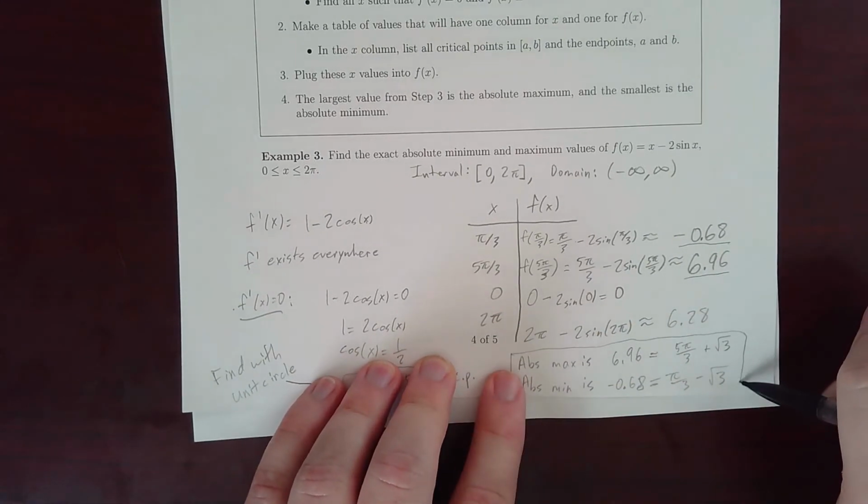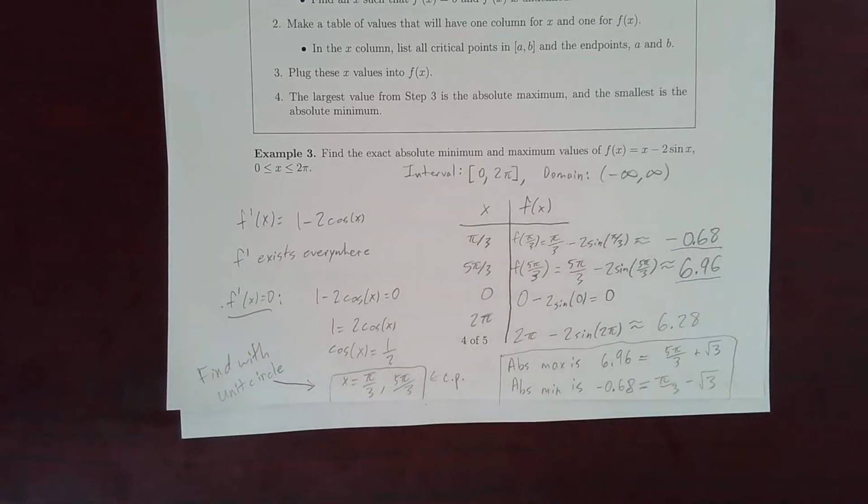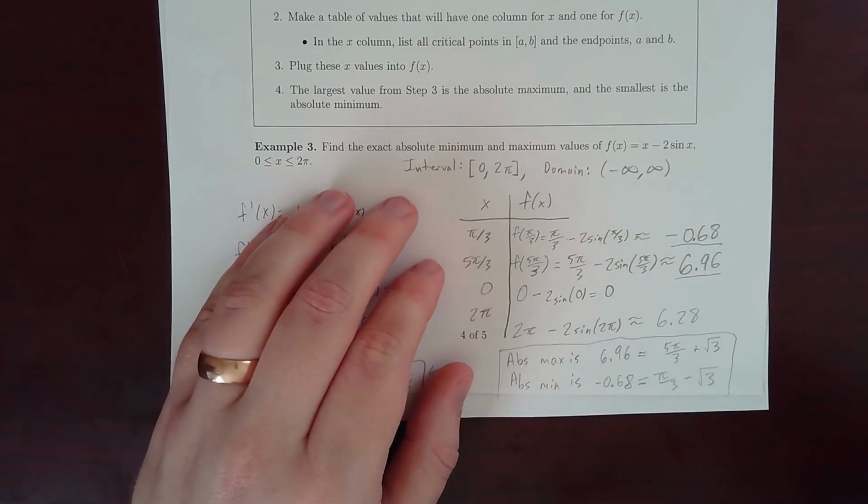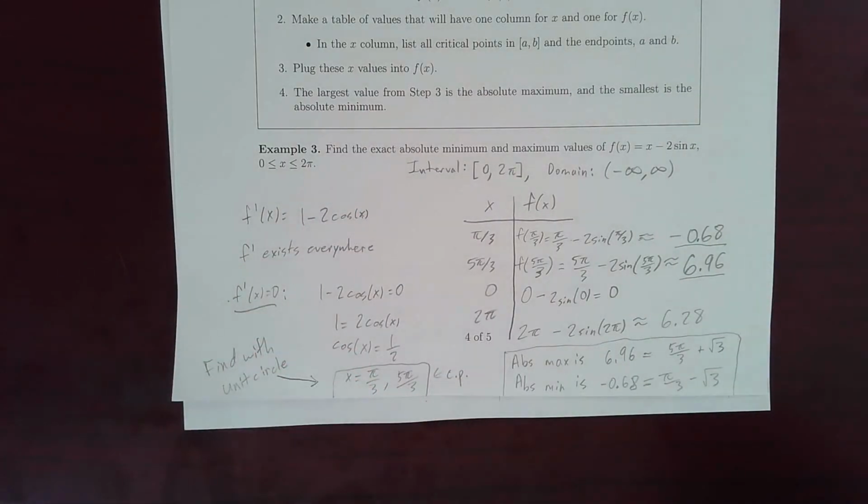Remember that our extreme values are going to be the y values. So yes, pi over 3 and 5 pi over 3 are where these occur, but they are not in and of themselves the absolute mins and maxes. They're just where those occur.